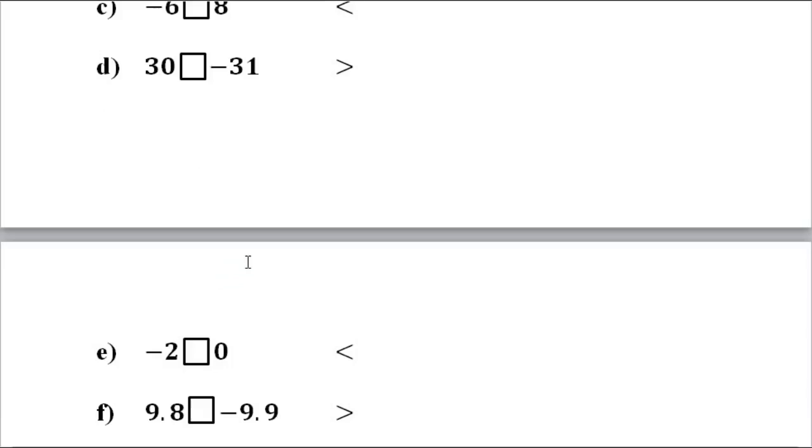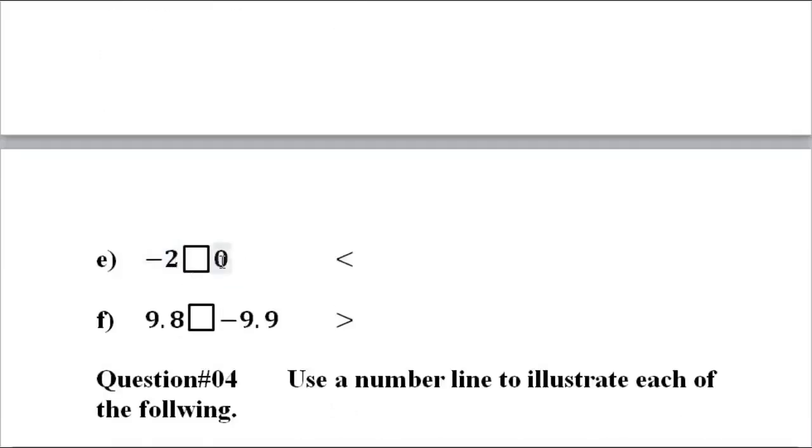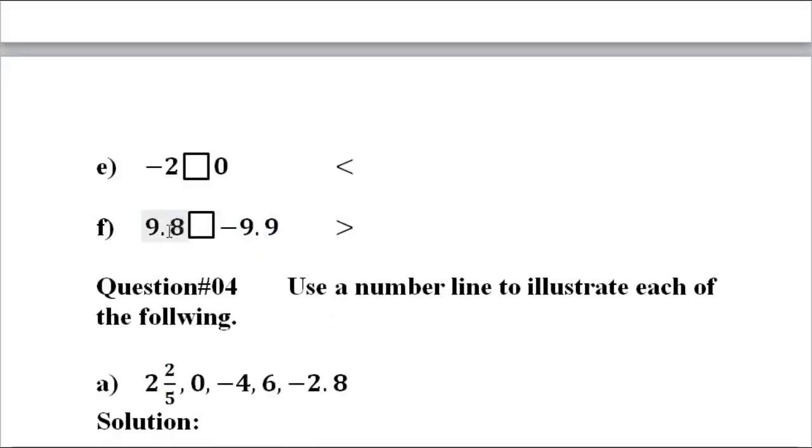The fifth part is negative 2 and 0. Remember, negative numbers are always less than positive numbers and even less than 0. The more you move towards negative numbers, the lower the value of the number. Therefore, I'll put the less than symbol between negative 2 and 0, and I'll read it as negative 2 is less than 0. The sixth part of the question is 9.8 and negative 9.9.